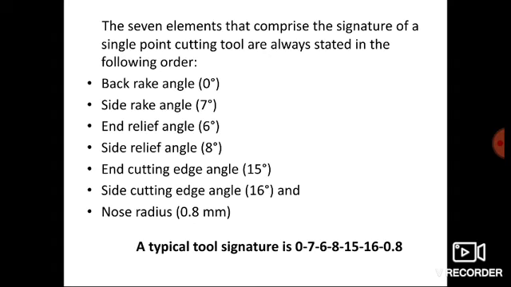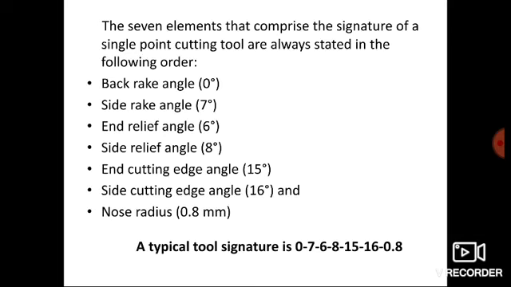Then fifth location is end cutting edge angle, which is 15 degree here. Then the next location is for side cutting edge angle, that is 16 degree. And the seventh location is for nose radius. Here I have taken 0.8 mm nose radius. So for different operation you can take a tool with different nose radius.